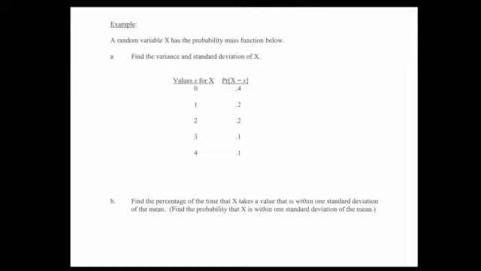Let's use this next example to see how to compute variance and standard deviation for a discrete random variable, and to introduce a bit of language that commonly is used when people are talking about means and standard deviations. A random variable x has the probability mass function in the table below. We want to find the variance and standard deviation. Variance means that we'll always use this formula where we take the expected value of the square of x. That quantity is called the second moment of x, and we'll subtract the square of the mean of x.